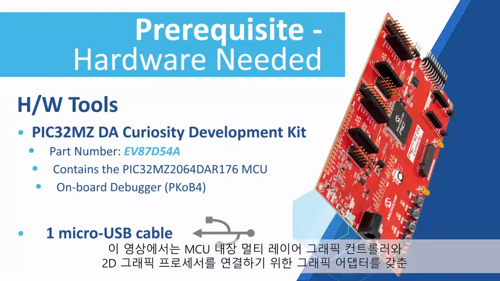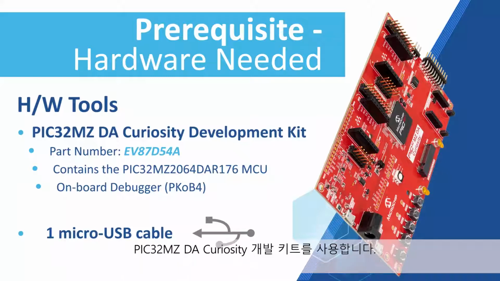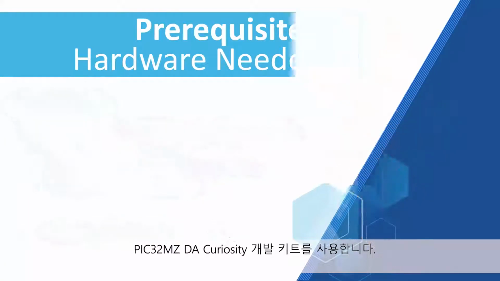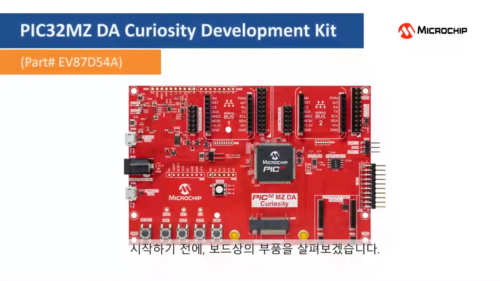This project is based on the PIC32MZ DA, our MIPS core 32-bit microcontroller. For this video, we will use the PIC32MZ DA Curiosity Development Kit that includes an integrated graphics adapter for interfacing the microcontroller's built-in multi-layer graphics controller and 2D graphics processor. Let us look at the resources available on the board before we get started.